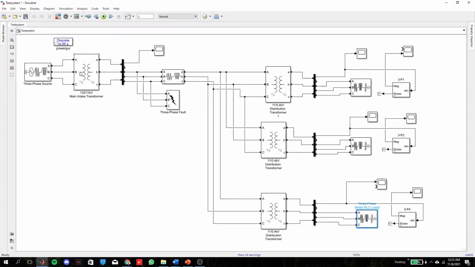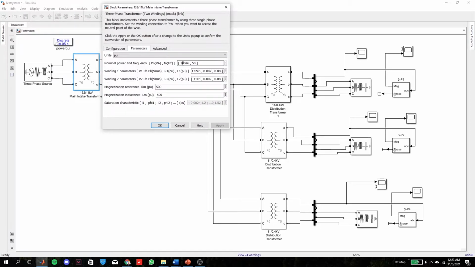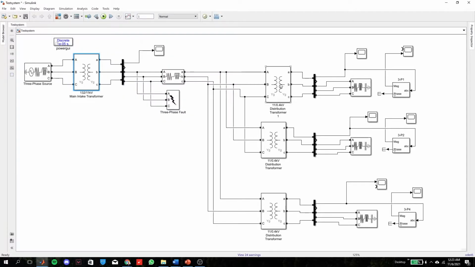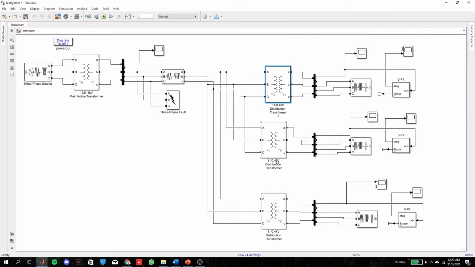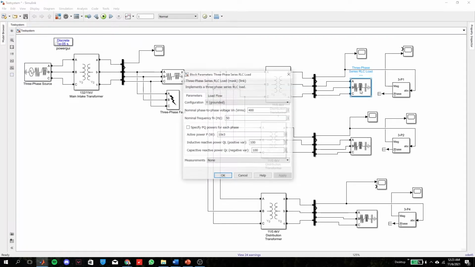The left hand side of the circuit represents the main intake substation. Here, the transformer will step down the voltage from 132 kV to 11 kV. The right hand side represents a distribution substation, where the transformer will step down from 11 kV to 400 volt. The three customers are represented as a series RLC load.